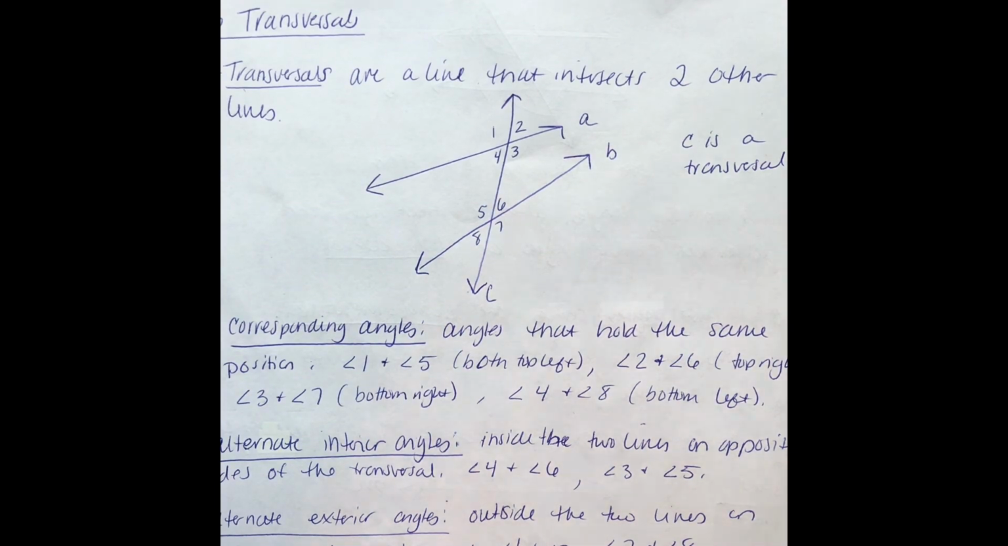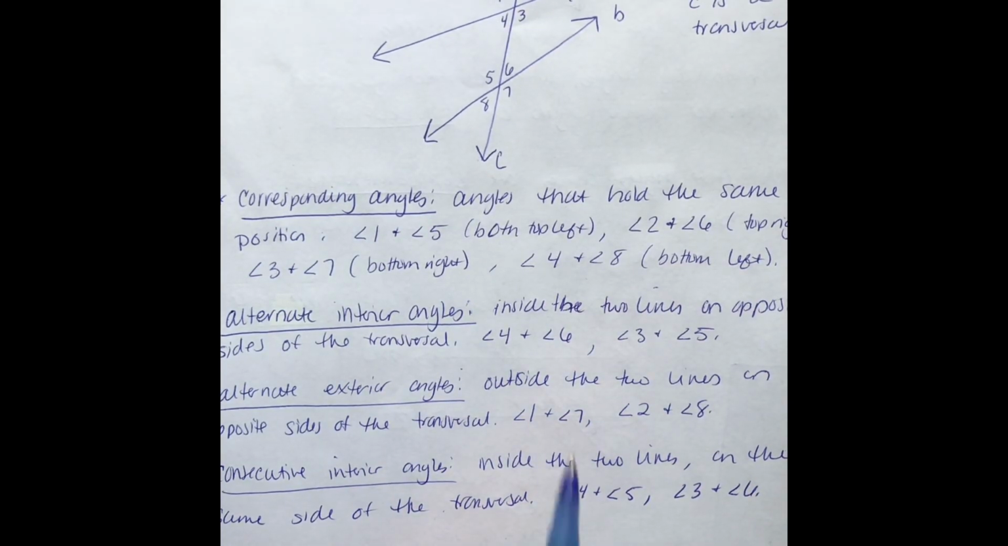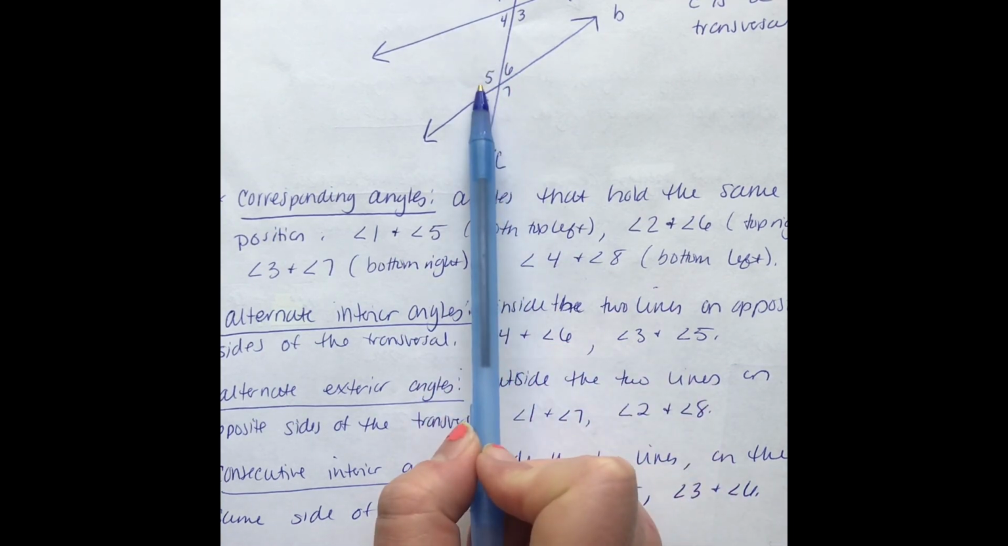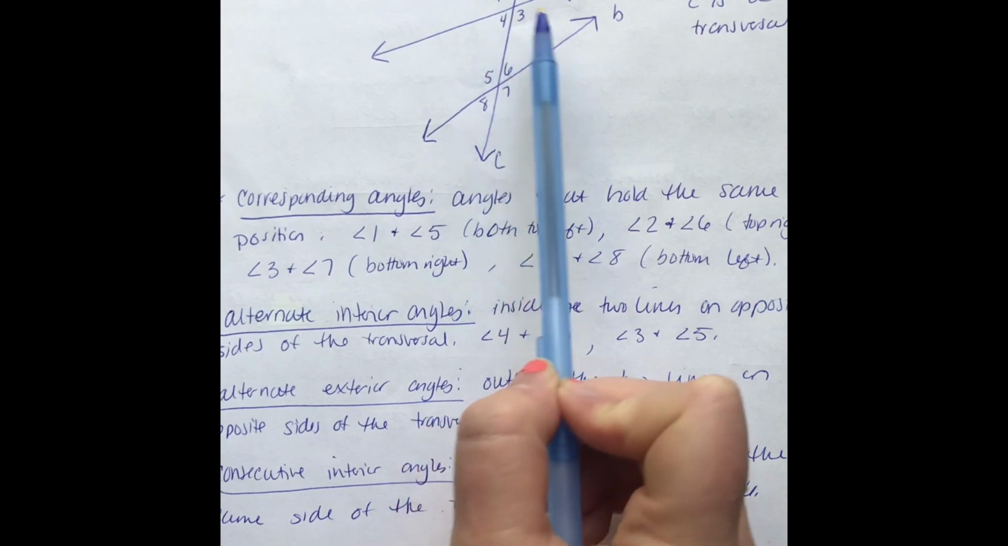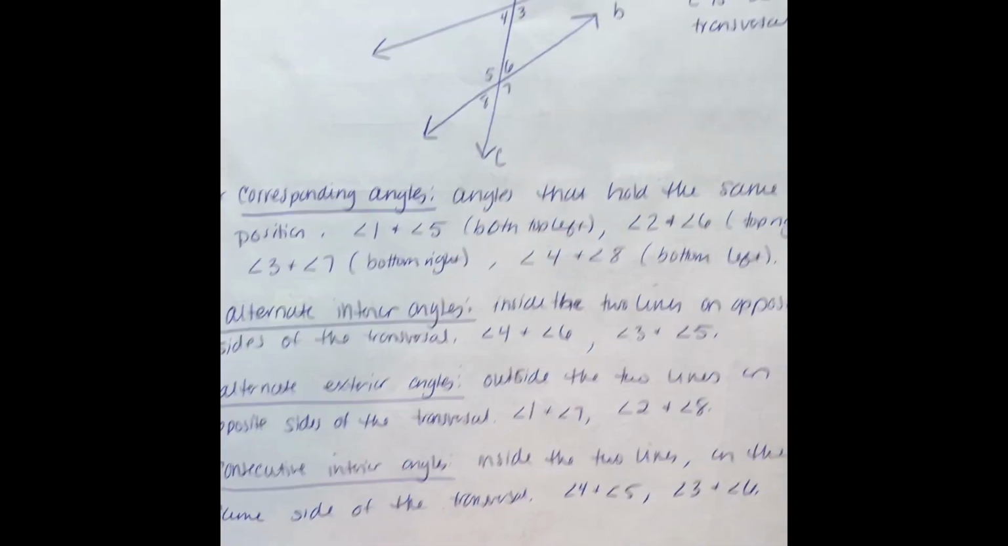Based on these intersecting lines, we also have different types of angles created. So we have corresponding angles. They have the same position. Like angles 1 and 5 are corresponding because they're both top left. 2 and 6 are corresponding because they're both top right. 3 and 7, both bottom right. 4 and 8, both bottom left.